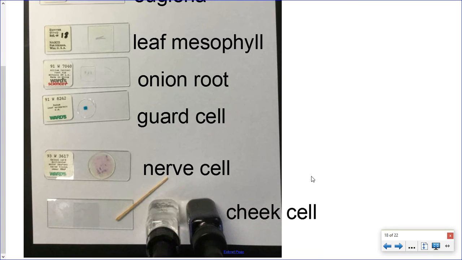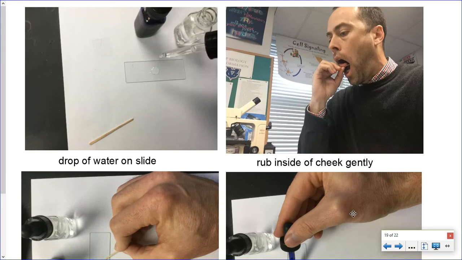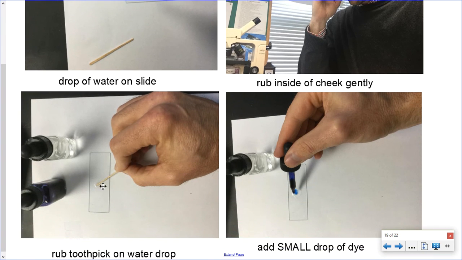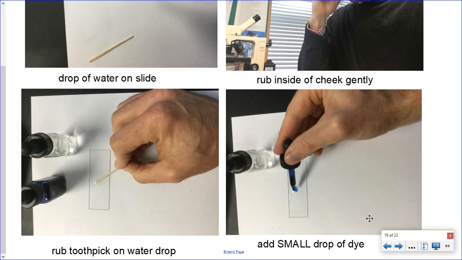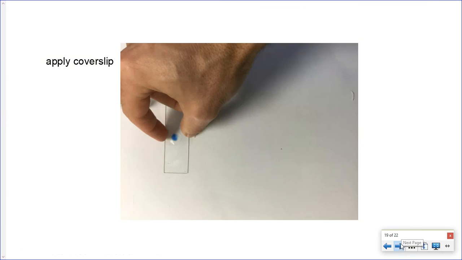And then for the cheek cell, you'll need to make a slide. This is the steps of making the slide. So you add a drop of water to the slide, use the toothpick and rub the inside of your cheek gently, rub the toothpick in the water, add a small drop of dye, then apply the cover slip.